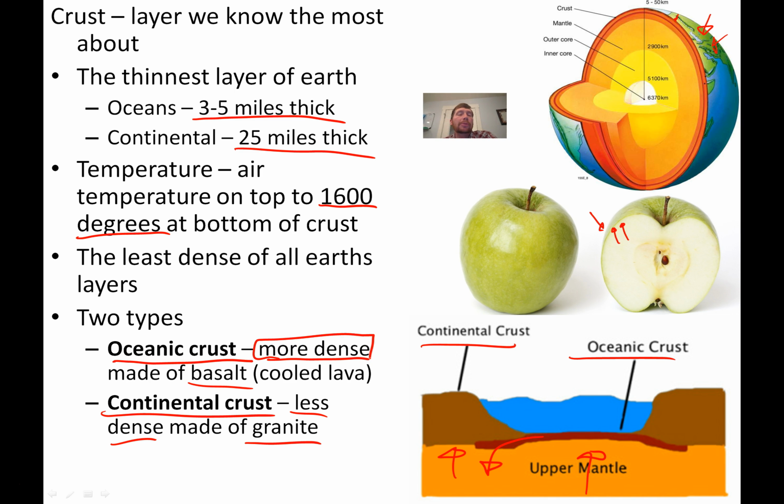Okay, so the 2 types of crust, you got oceanic crust and continental crust. Continental crust is thicker. Okay, that's where this 25-mile thick comes in, and it's less dense. Oceanic crust is thinner, and it is more dense. So that's the crust for you.